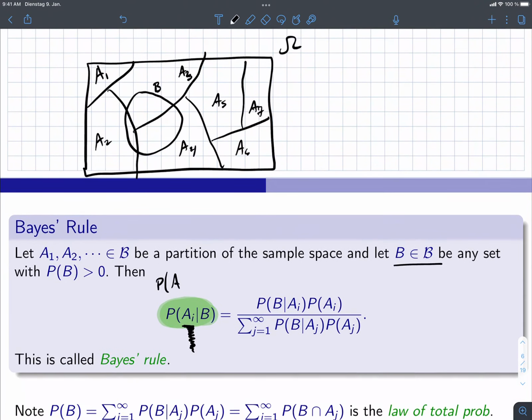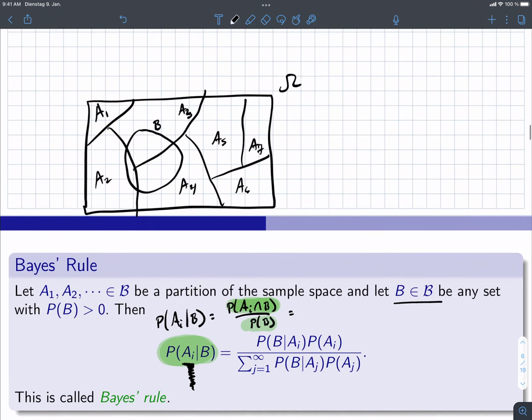If I start by just using the definition of conditional probability, I would put P(Ai intersect B) over the probability of B. And now we're going to rewrite both the numerator and the denominator to get this expression. This numerator, we're going to write as probability of B given Ai times probability of Ai.